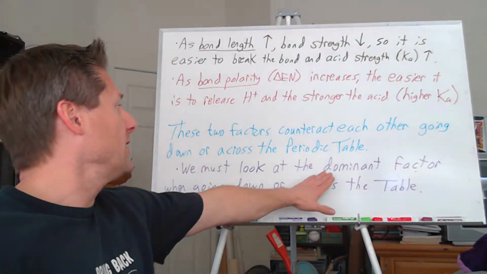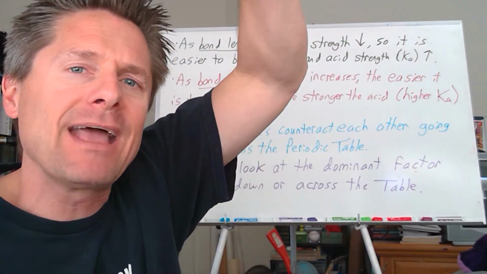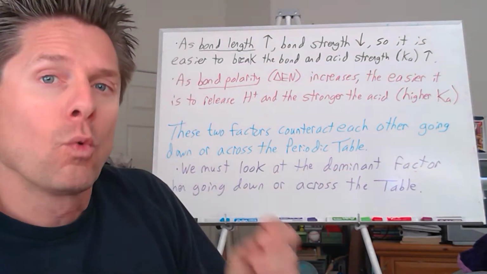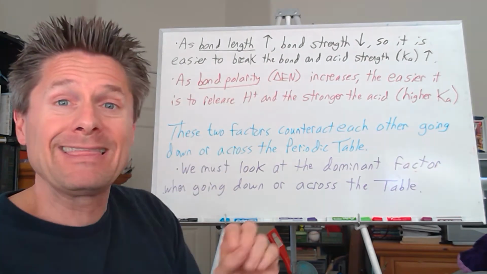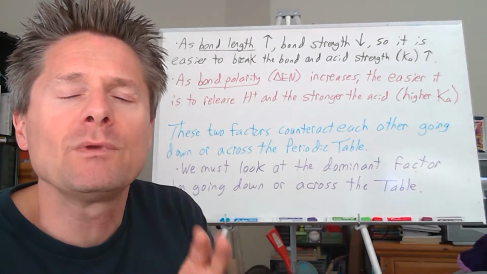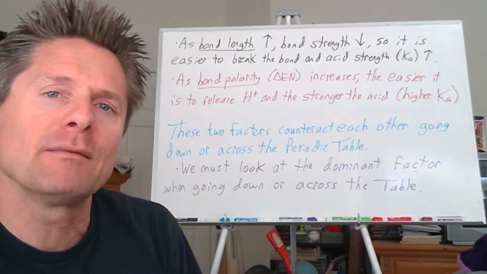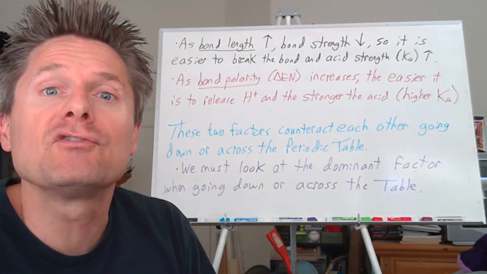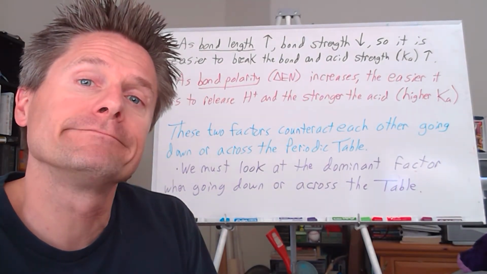So when we look at going across, we have to treat them separately: binary acids going down a column, or binary acids going across a row. We're going to have to look at these factors separately and ask, which one dominates? Is the bond length the dominant factor, or is the bond polarity the dominant factor? And once we determine that, then we can find the trend for that. It simplifies it, but the heterolytic bond dissociation energy has it all wrapped in there. So let's talk about what's dominant going down versus dominant going across.